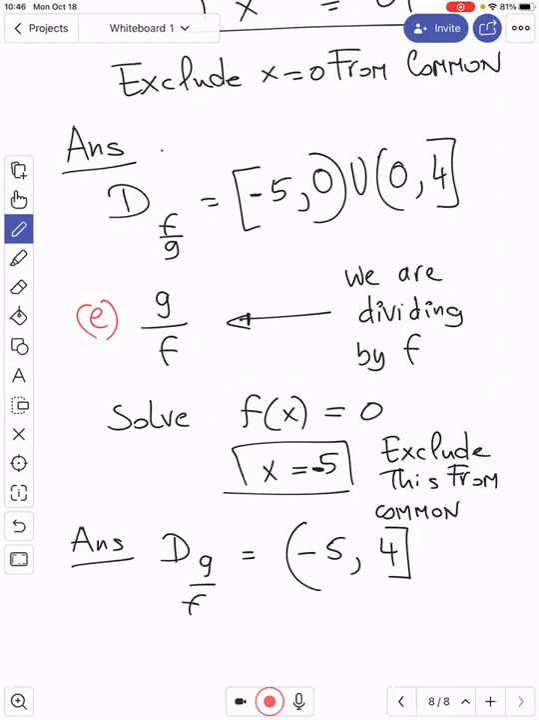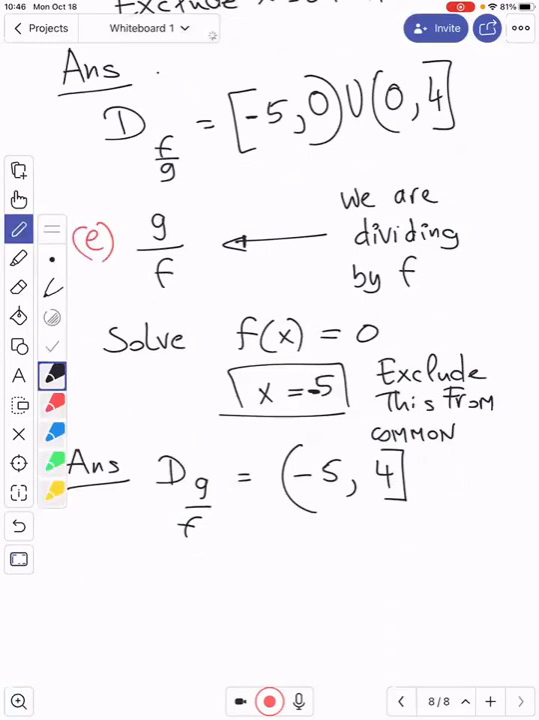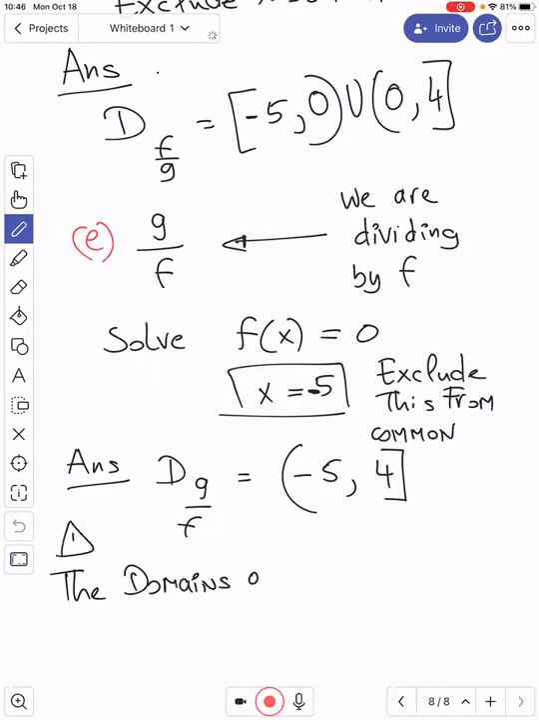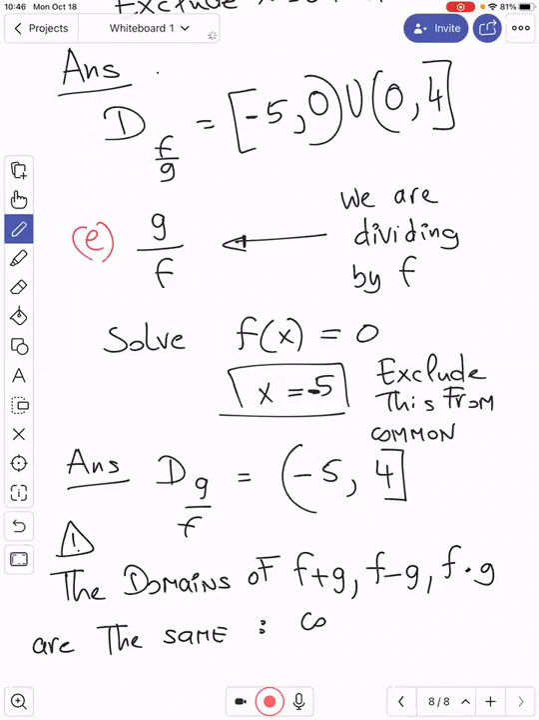Any question, guys, about this exercise number 2 for the domains of f, g, f plus g? Of course, the domain of f plus g would be the same domain as f minus g and f times g. Okay, so just to remind you, the domains of f plus g, f minus g, or f times g are just the same domain. It's the intersection domain or the common domain. So they're just the same thing, the common domain.